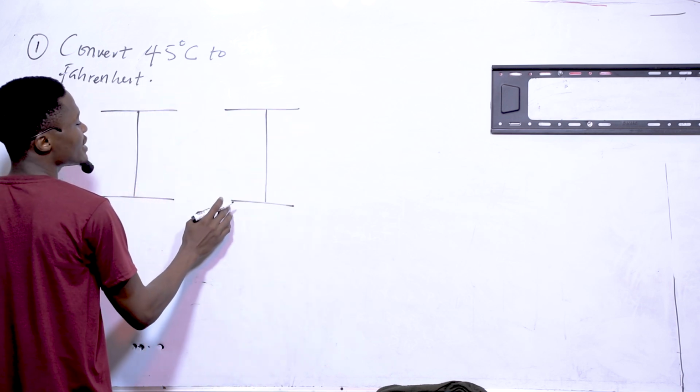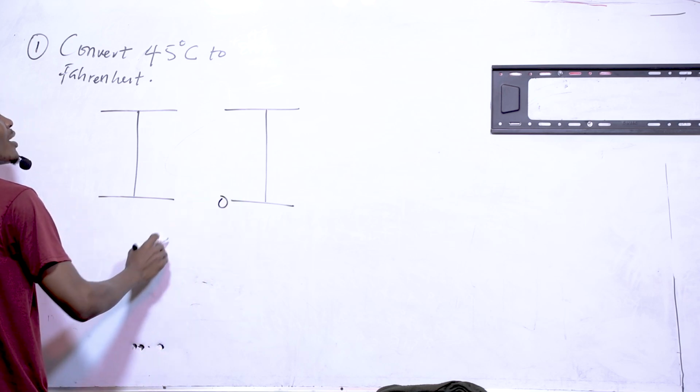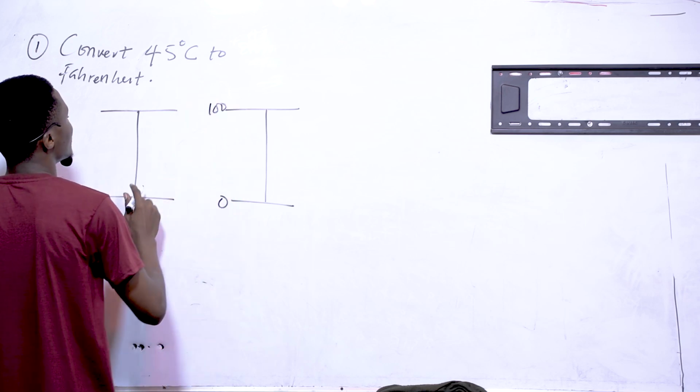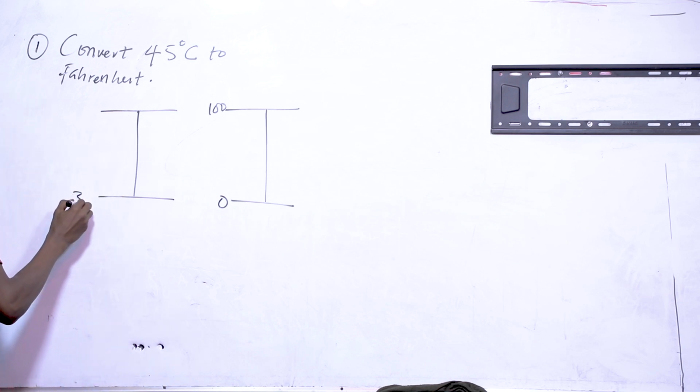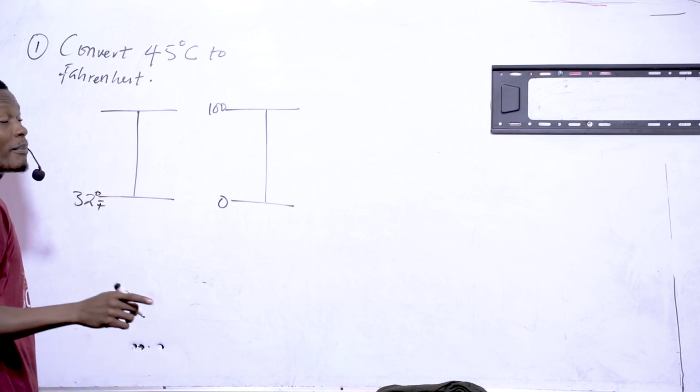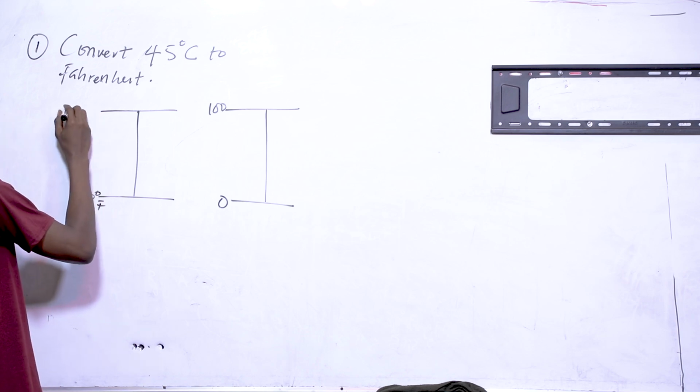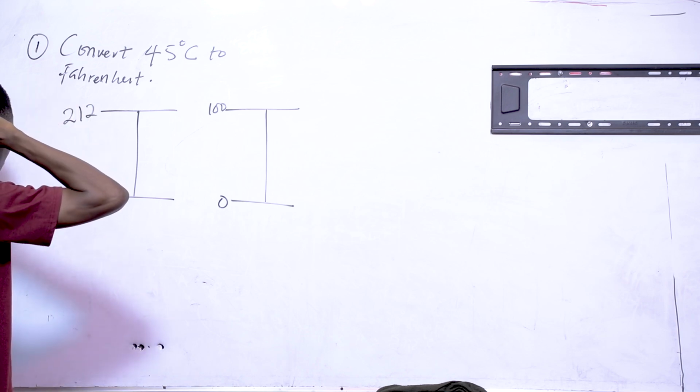For the Celsius scale, what is the freezing point? 0. What is the boiling point? 100. For the Fahrenheit scale, what is the freezing point? 32 degrees Fahrenheit. So remember, we said all those things. And the upper fixed point is 212.